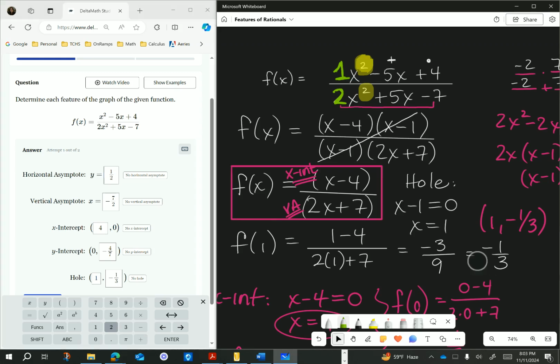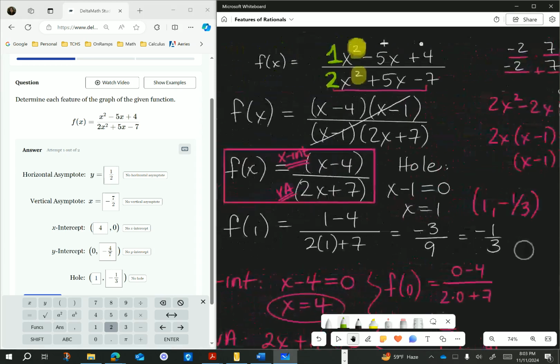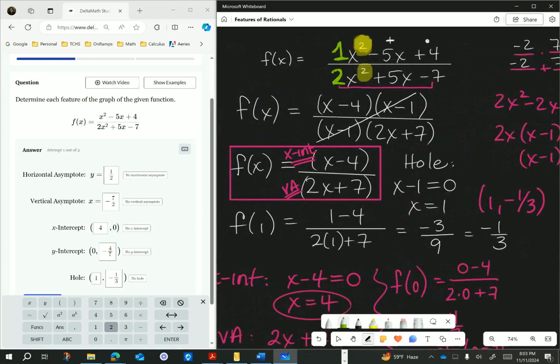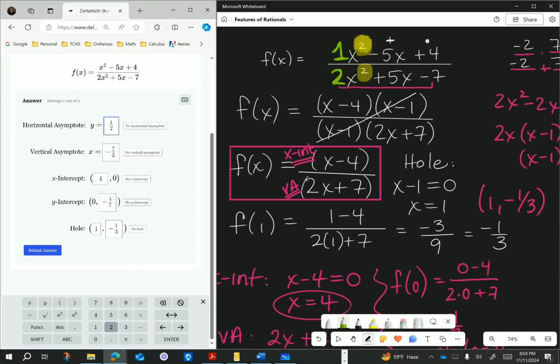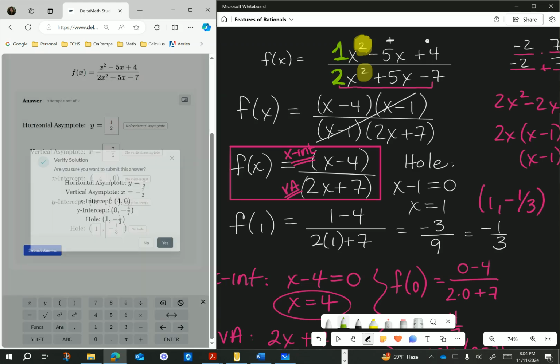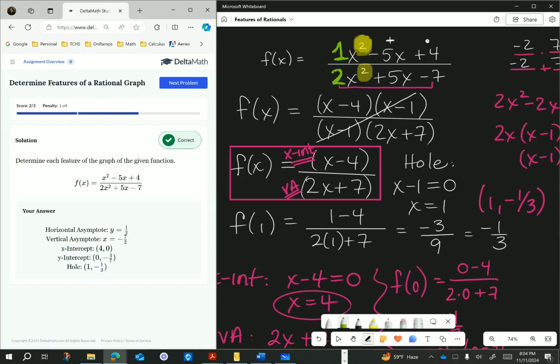Let's see. I lost even where I was working. Horizontal. Oh, the green. Goodness. Okay. So yeah, that's how you do it, my dear. I'm going to submit, and it was correct.